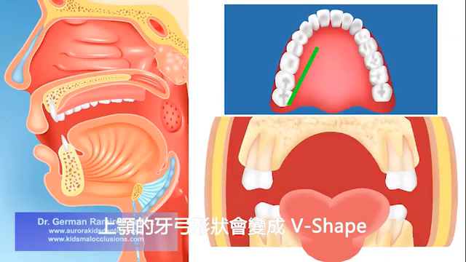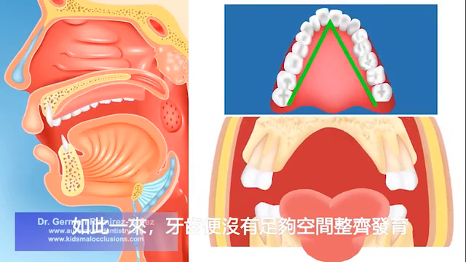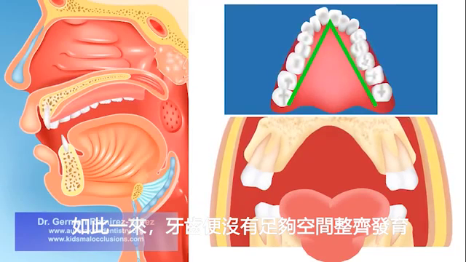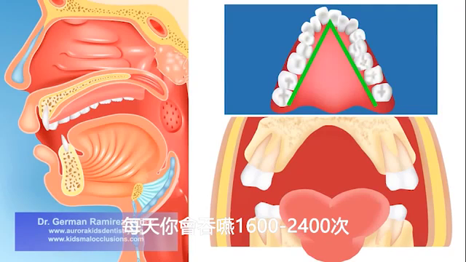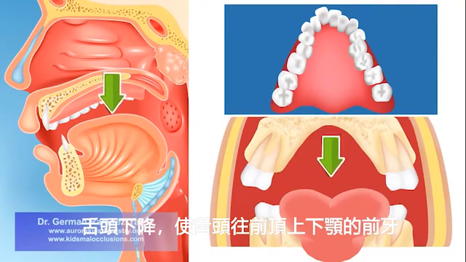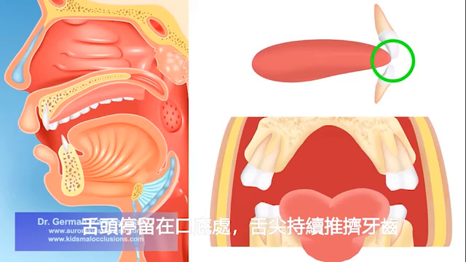The upper dental arch acquires a V shape instead of being a rounded dental arch. Therefore, your teeth do not have space to properly align. This also produces an incorrect swallowing function. Every time you swallow, between 1,600 to 2,400 times per day, the tongue positions low, staying away from your palate. That forces the tip of your tongue to position between your upper and lower front teeth. That pushes your front teeth to show out of your mouth, and your tongue rests on the floor of your mouth, with the tip of the tongue between your front teeth.